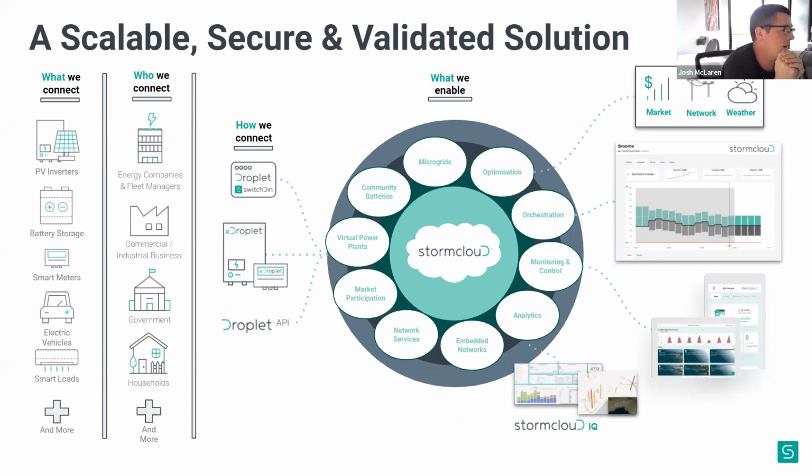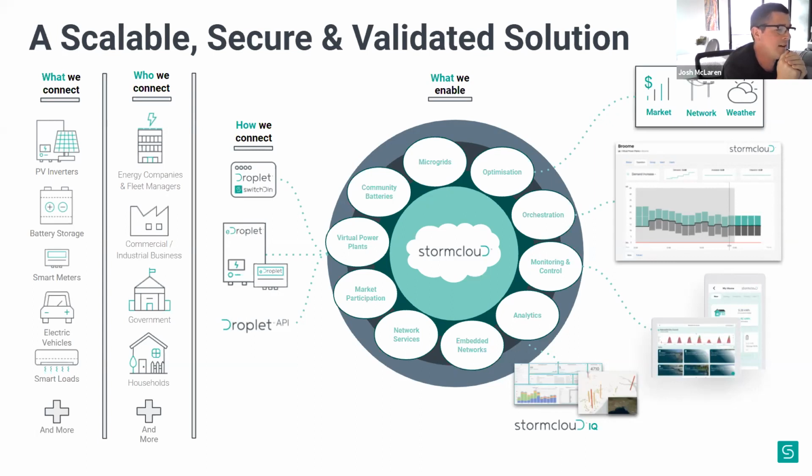Who we connect with: predominantly a lot of our upstream partners, so retailers and DNSPs, C&I customers, government, and also homeowners as well. There are 3 different ways in which we connect to these assets. We'll be looking at droplets mainly today, but we can also connect to these devices via an e-droplet or an embedded droplet in the actual device itself, and also via cloud API. Once we've got an integration with the device, it's then visible and controllable by our software platform, which is called Storm Cloud. That's really where all the magic happens.